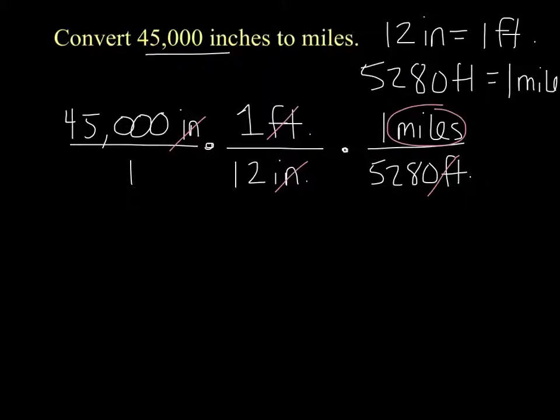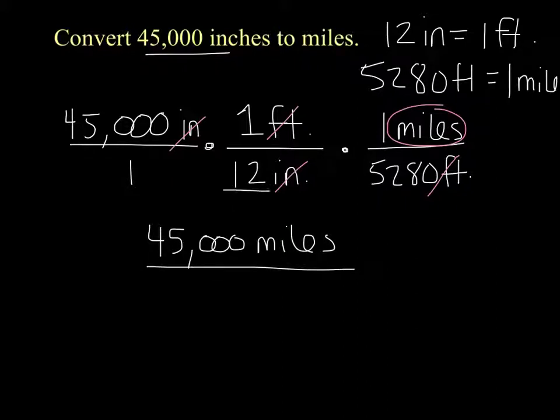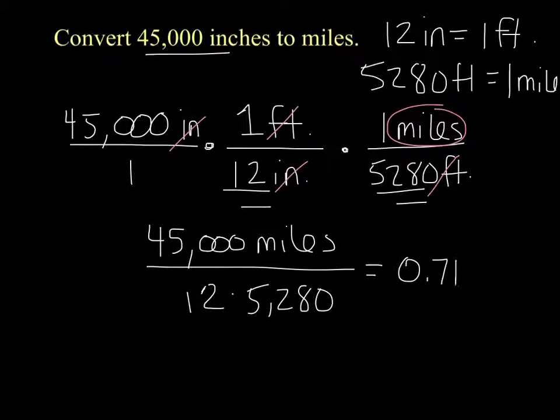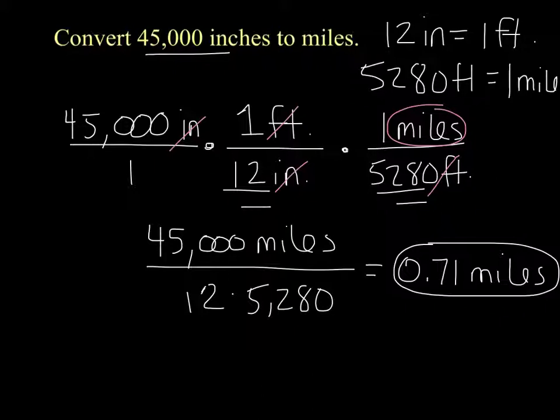So since 45,000 is in the top, I'm going to keep it in the top, and I'm going to put miles with it over, multiply these two numbers, okay? 12 times 5,280. So this becomes a division problem. This is approximately 0.71 miles when you divide it out. See, miles are a lot bigger than inches, so there shouldn't be as many miles as there were inches in the question.